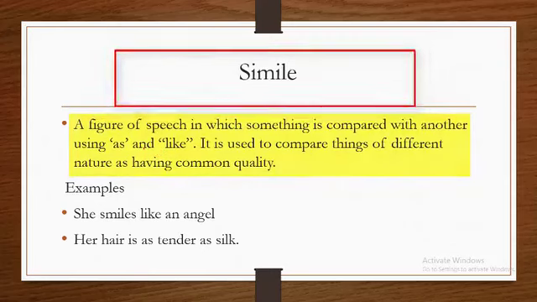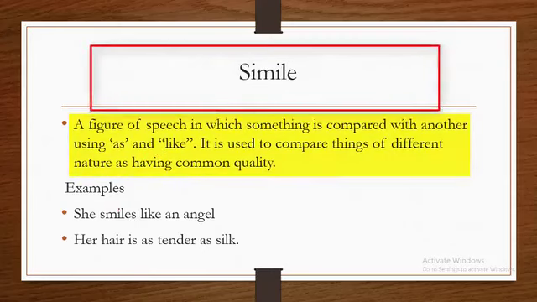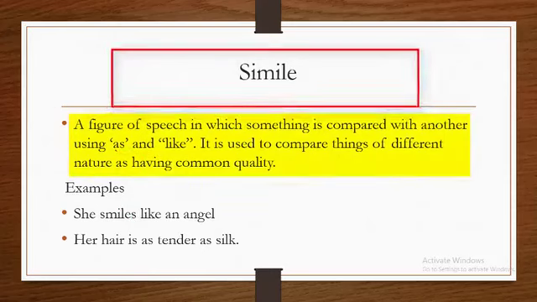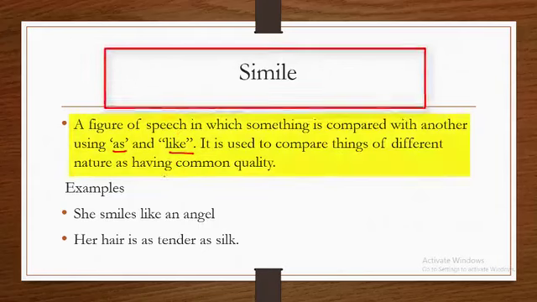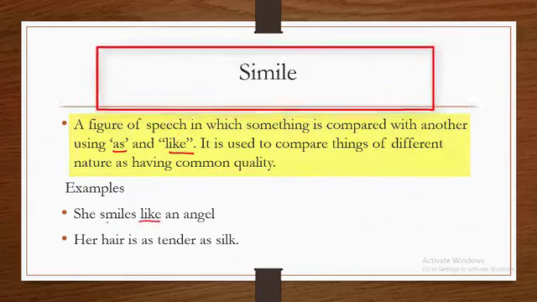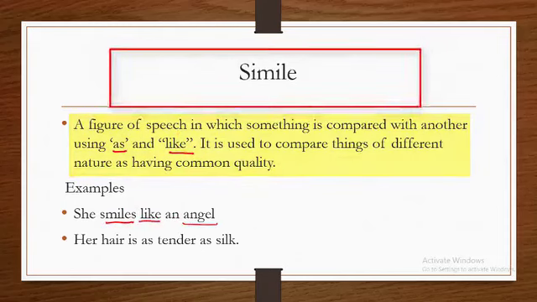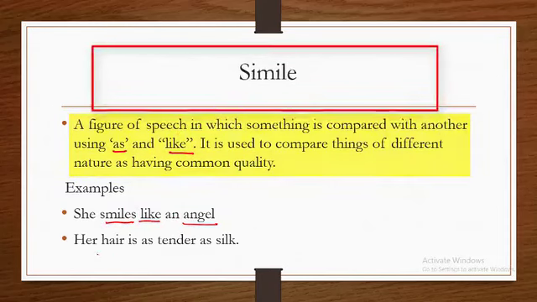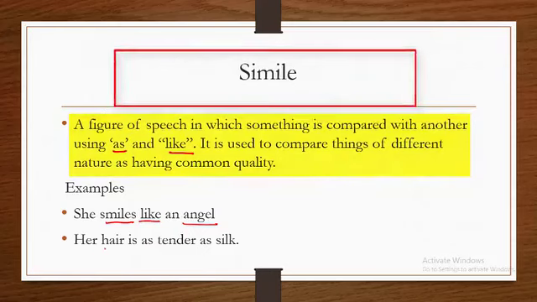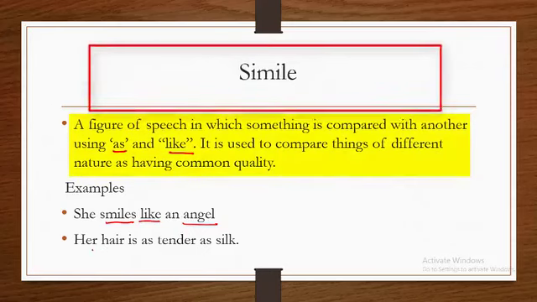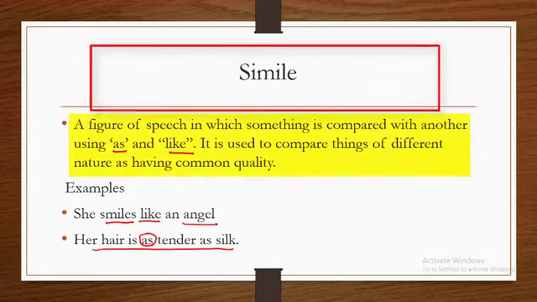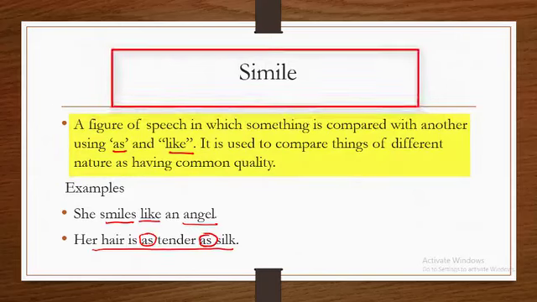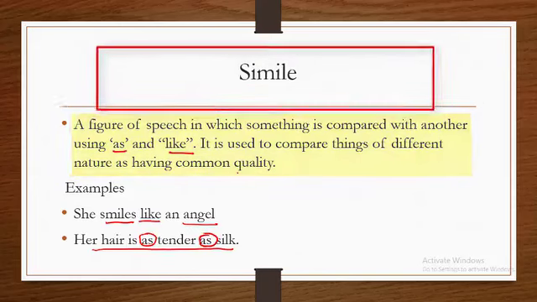Okay, so we have she smiles like an angel, and most of the time the comparison we make use of as and like. She smiles like an angel. So we compare how she smiles with an angel. Her hair is as tender as silk. So you can see as used to compare. Okay, so that's a simile.